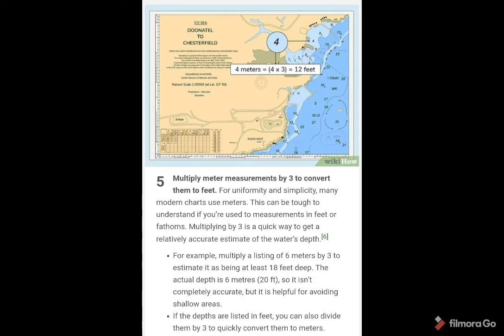Fifth, multiply meter measurements by 3 to convert them to feet. For uniformity and simplicity, many modern charts use meters. This can make it tough to understand if you see the measurements in feet or fathoms. Multiplying by 3 is a quick way to get a relatively accurate estimate of the water's depth.